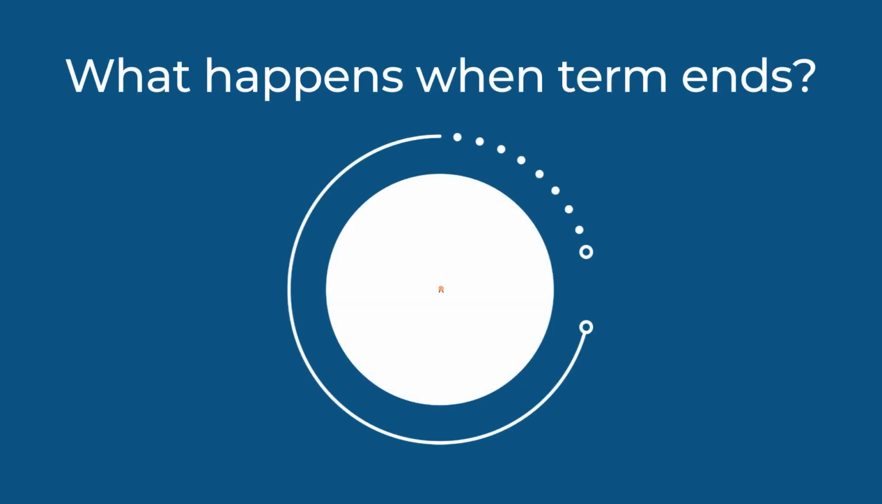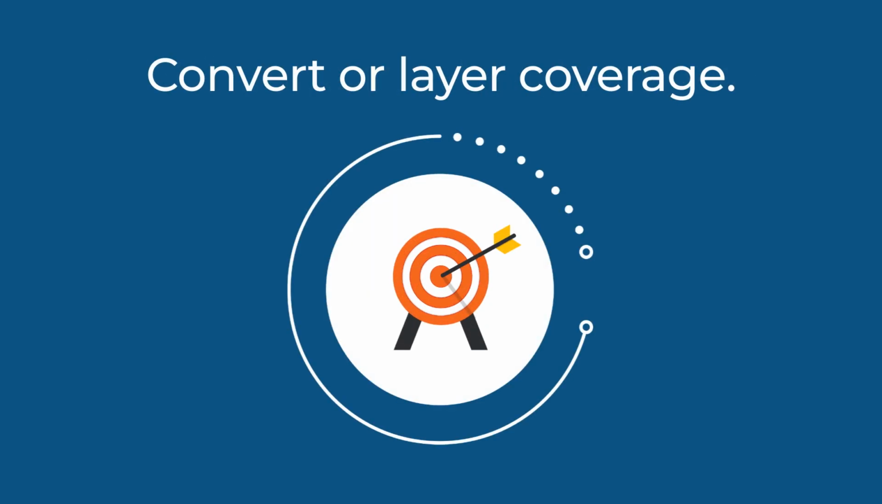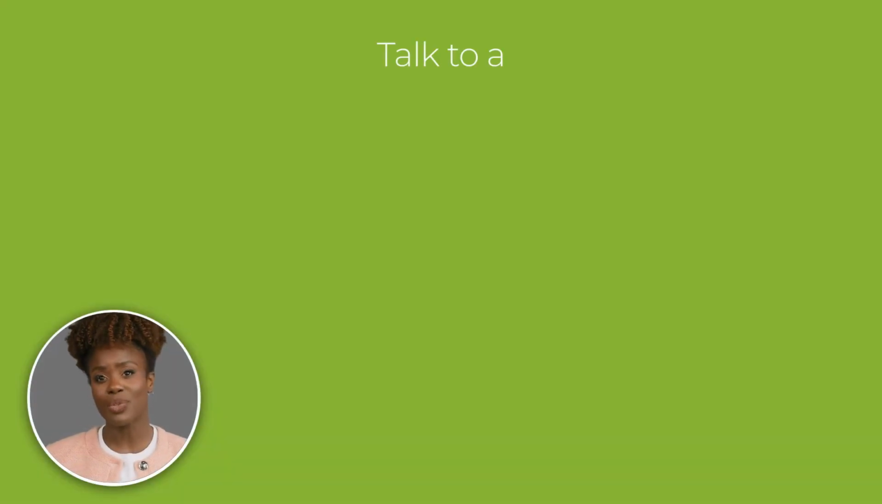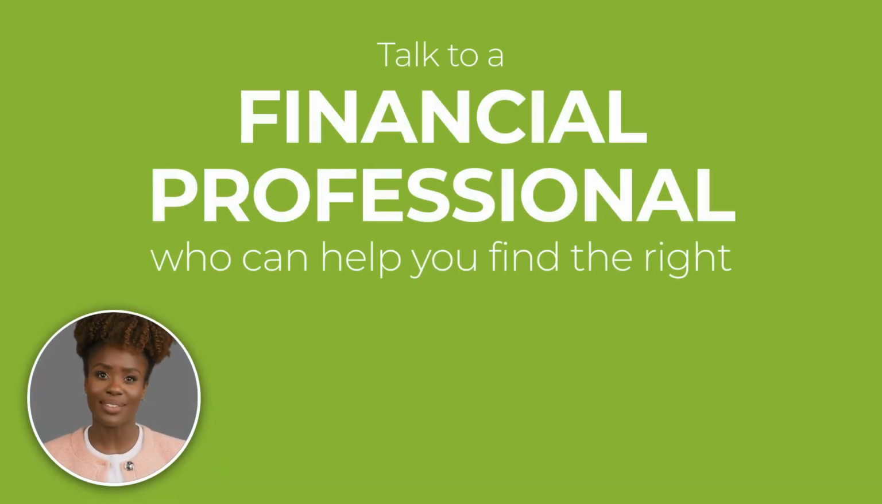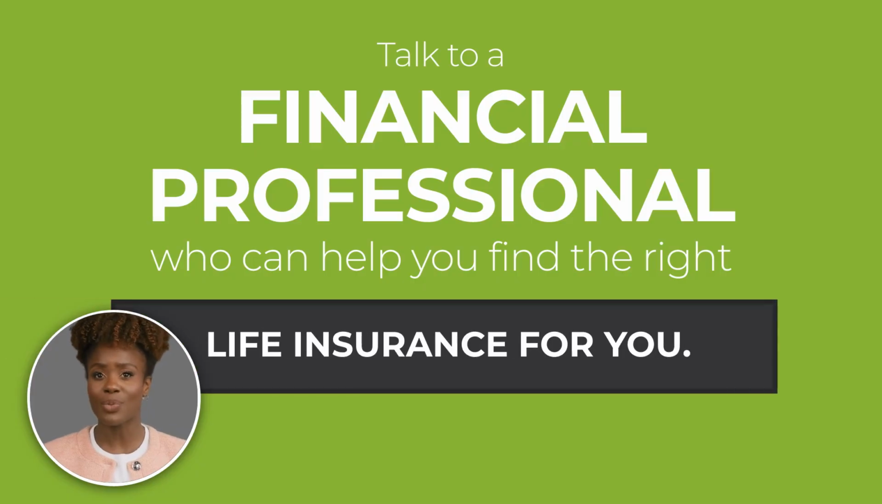Finally, plan for what happens when term ends. Consider conversion or layering coverage to match long-term goals. Start now because waiting usually raises costs and health risks. Gather income, debts, and goals, compare term, whole, and universal side by side, ask how riders and taxes may apply, and work with a financial professional. Review regularly after major life changes.